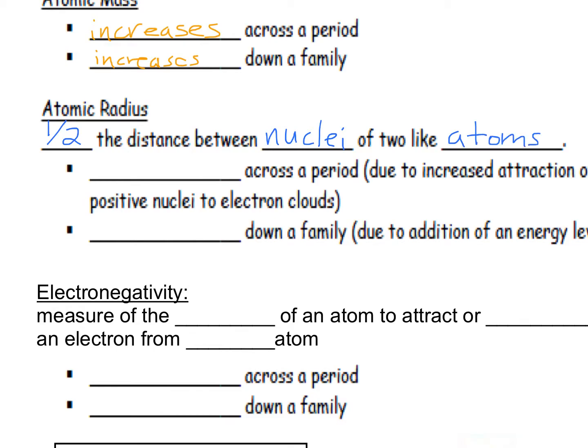What that means is if I have a fluorine and another fluorine, an easy way for me to find the radius is I can see this dense nucleus whenever I zoom in with a microscope, and halfway between the two should be the width or the radius of that atom. Okay? So my atomic radius is half the distance between two nuclei of like atoms. Now atomic radius going across a period, it decreases.